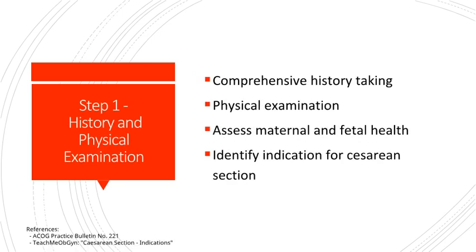The first step involves a thorough history and physical examination of the patient. In this process, you will be assessing both maternal and fetal health, and you should identify the reason for the cesarean section as well. This may be a placental abnormality, fetal positioning, or an emergency like obstructed labor, abnormal fetal heart rate, or placental abruption.